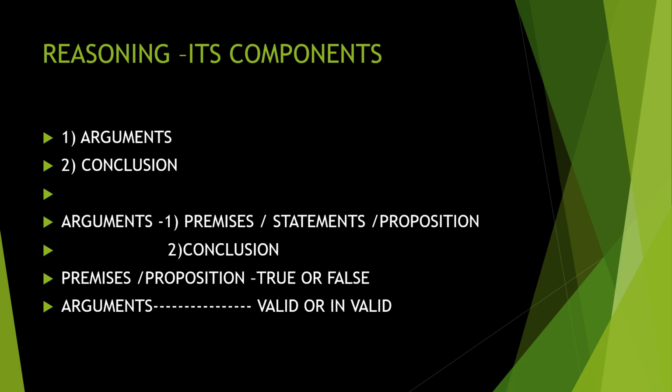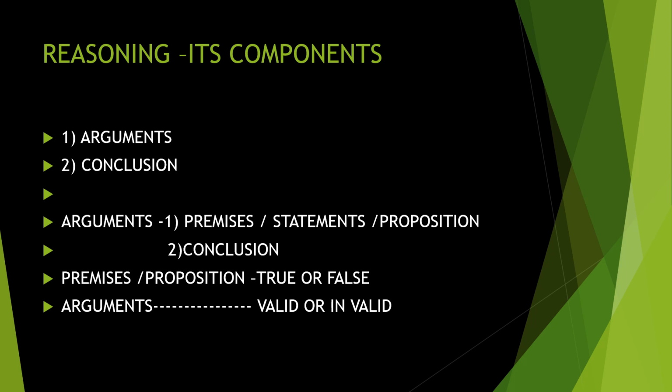Reasoning, its components. Reasoning means you have to find or think about a thing. That is what we call reasoning. So it contains two things: one is argument and another is conclusion. So reasoning contains two components, argument and conclusion.